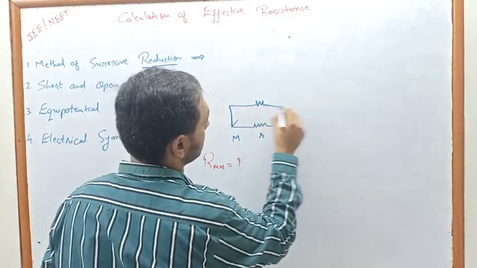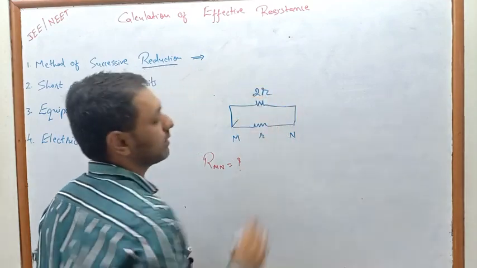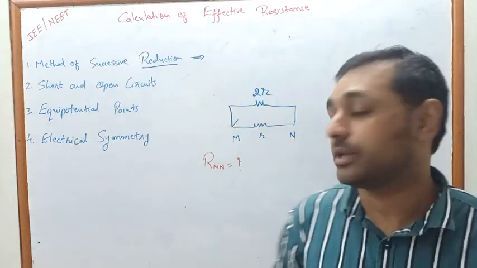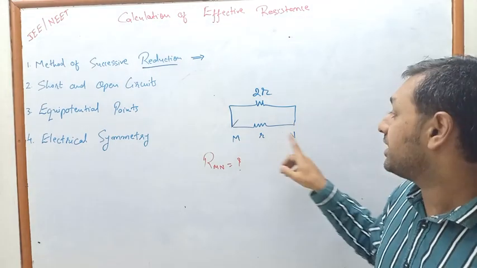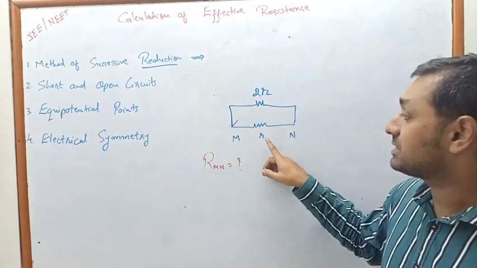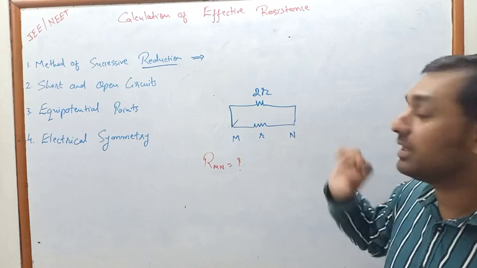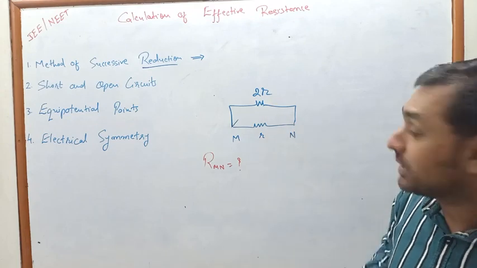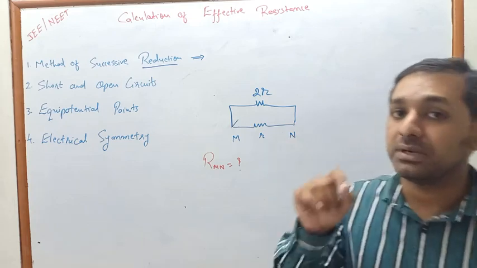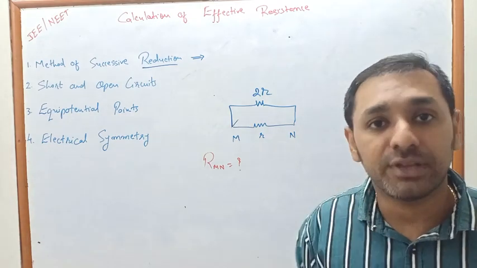Consider this is 2R. Now last step. What is the effective resistance between M and N? Now this R is between M and N. This 2R is also between M and N. They are in parallel, but this time they are not of the same value.